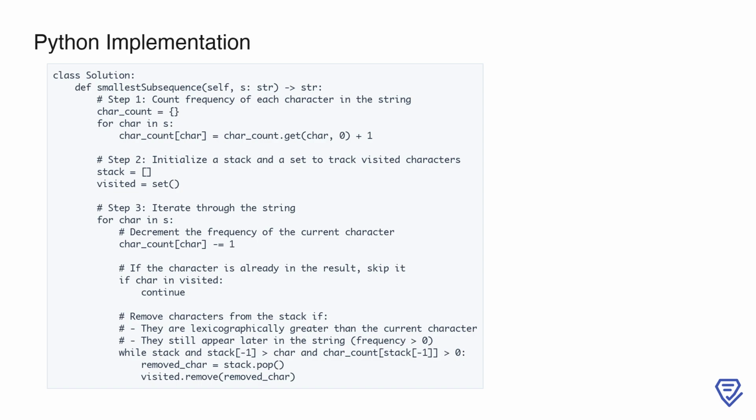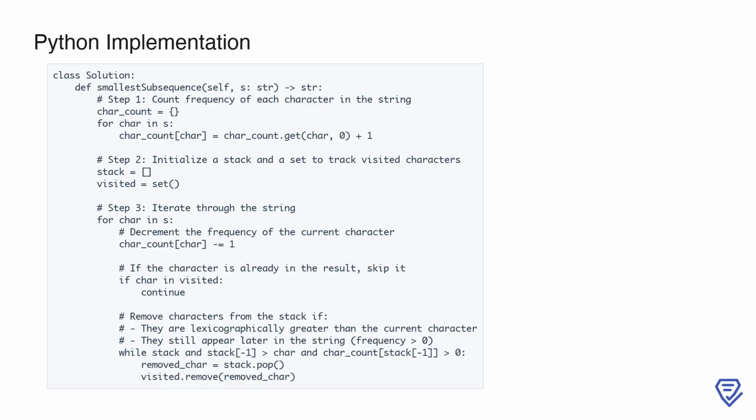Here, we start by defining our function smallestSubsequence, which takes a string S as input. The goal is to determine the smallest subsequence of distinct characters from the string while maintaining their original order. To achieve this, the first step is to count the frequency of each character in the string. We use a dictionary called char_count where each character in S becomes a key, and its frequency is the corresponding value. This will help us keep track of how many times each character appears as we process the string.